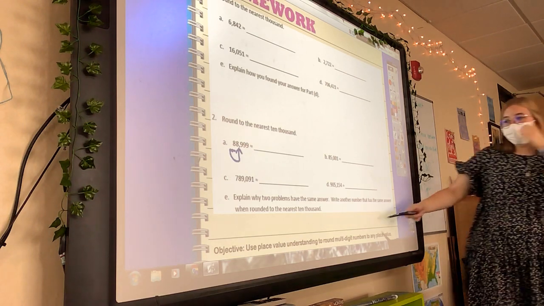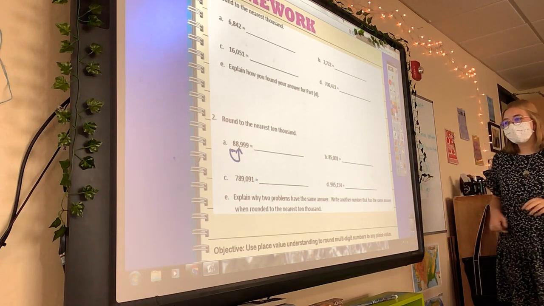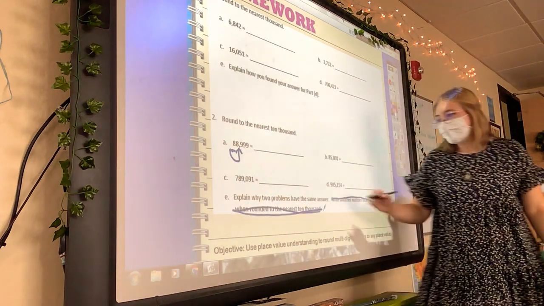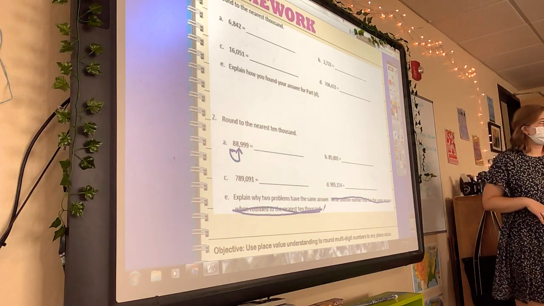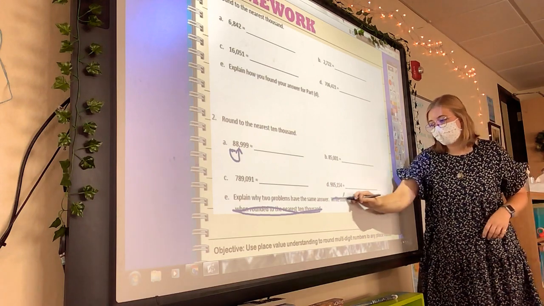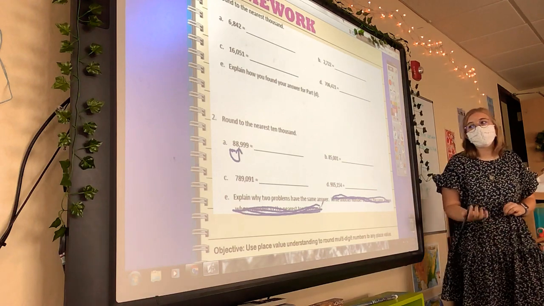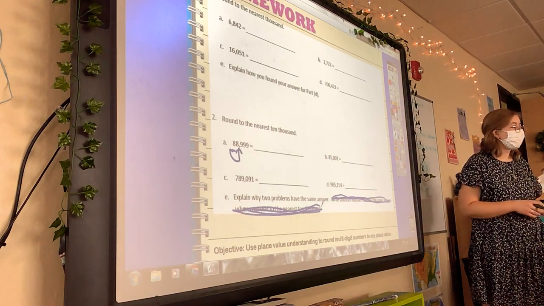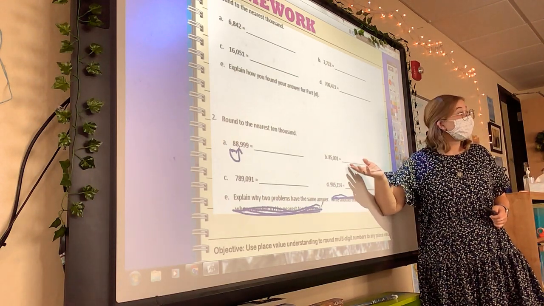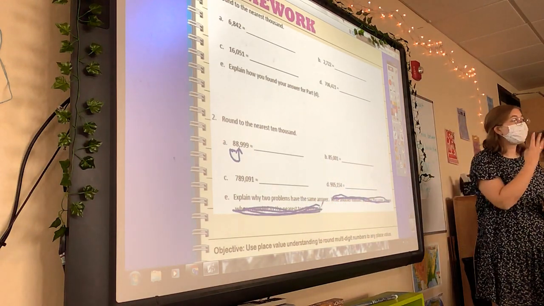And then E, do your best to explain why 2 problems have the same answer. Okay? And you don't have to do the second part where you write another number. You can cross that out, okay? Just explain why two problems have the same answer. Write another number that has the same answer. Just explain why two numbers have the same answer, okay? So do you think you're going to have two numbers that have the same answer in this problem? Yes. It says explain why two problems have the same answer. So two of them out of the four are going to have the same answer.